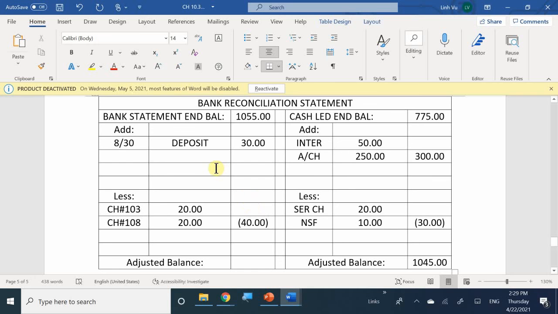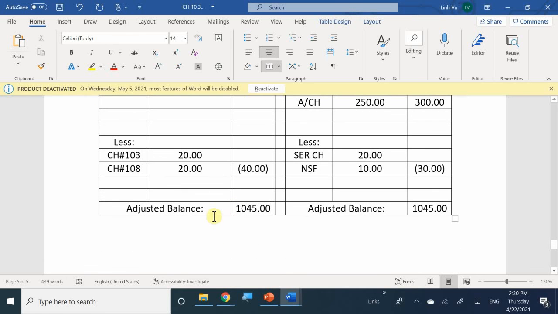Got 1125, but it's the parentheses minus because we haven't paid that yet. No, that's the money that's supposed to be taken out already. Okay. 1045. Right? Because if you look on the side, it says you're going to add and you're going to less. So if you're going to add this much, you're going to subtract this one. That's what the less stands for. Okay? So boom. 1045, and does it match my cash ledger?